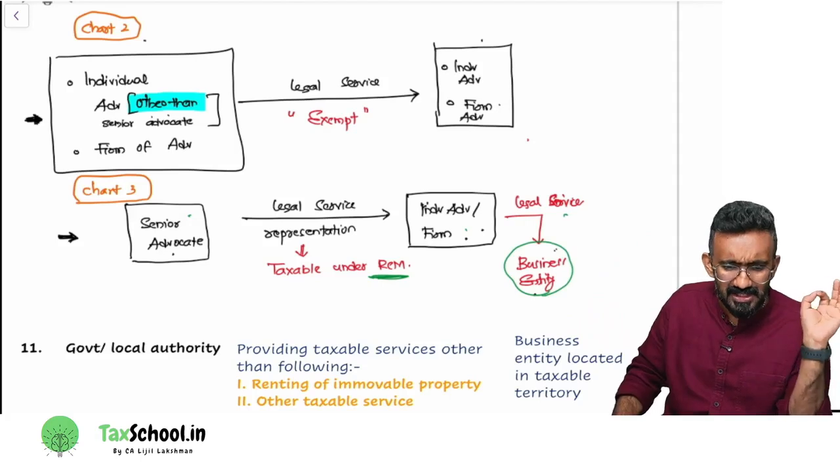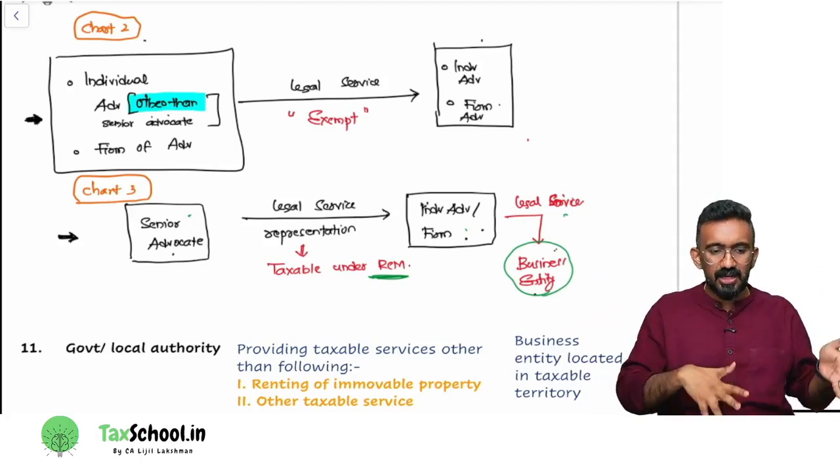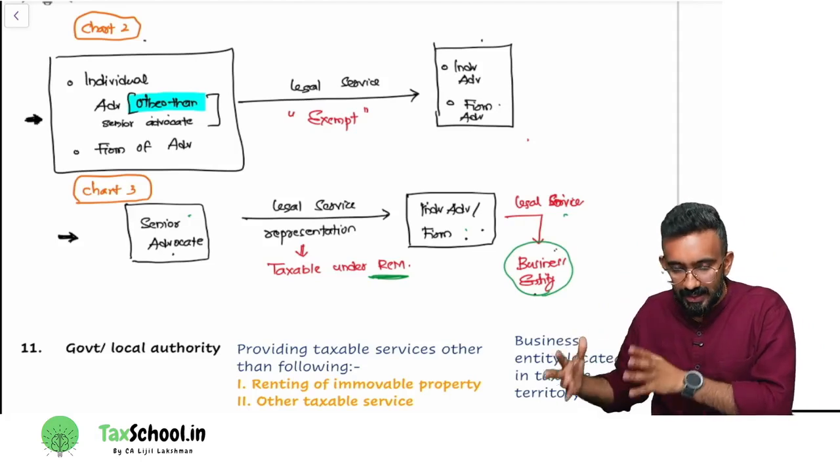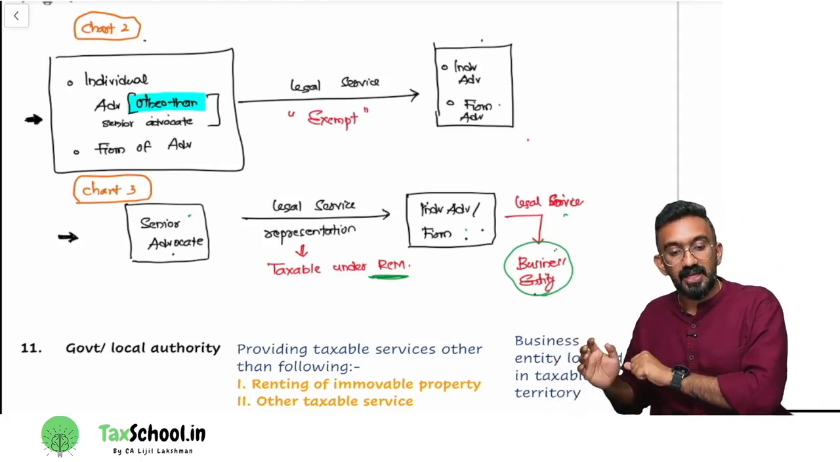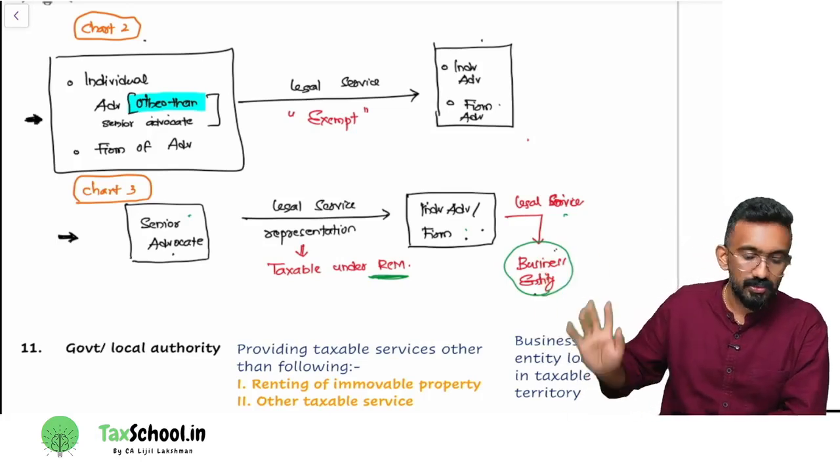What is the service of a senior advocate? They will do representation. They said a senior advocate providing services to another advocate will be taxable under RCM by the recipient if they are a big business entity. This is how the understanding would go.